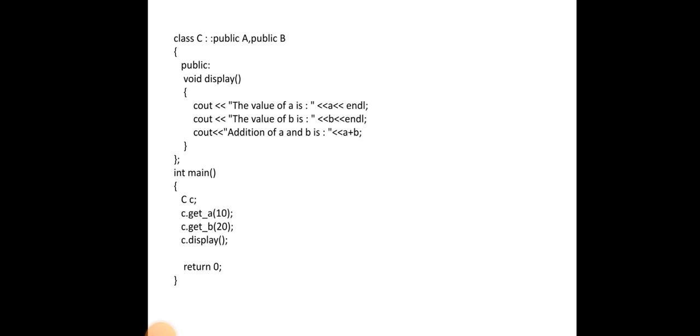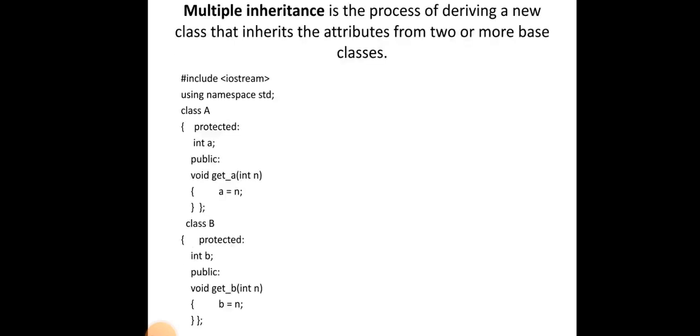Through this display function, we are able to display the value of A, B and the added value of A plus B. In the main function, we created an object for the last derived class, that is class C. C is the object. Using this object, we can get data of A and B, and we are able to display the value of A and B under the display function. This is how multiple inheritance works.